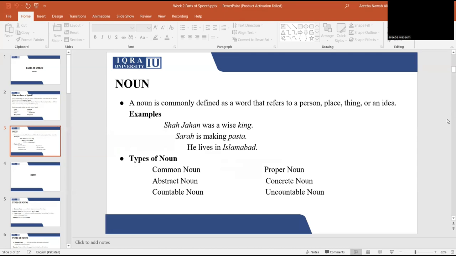Then, if you come to the second sentence, it's Sarah is making pasta. Here, Sarah is a word that we use to refer to a person, but pasta is not a person, it's a thing. Yet, we count it as a noun. Now, even noun is further divided into categories, which are common noun, proper noun, abstract noun, concrete noun, countable noun, and uncountable noun.